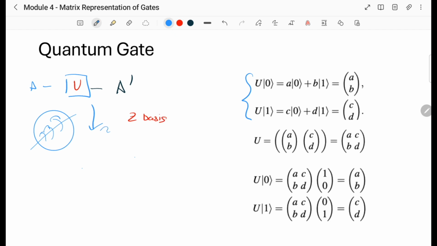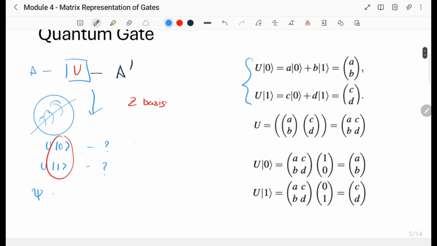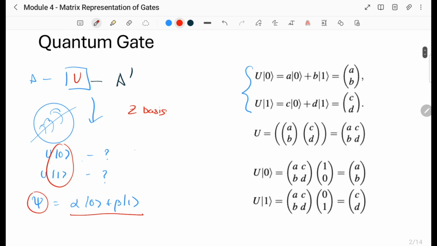The crucial information is what this gate does to our 0 state and to the 1 state, because if we have this information, we can take any arbitrary quantum state psi, let's say alpha 0 plus beta 1 in the Z basis, and map out what the gate does, because this quantum state is a superposition of 0 and 1. So here's what we do.